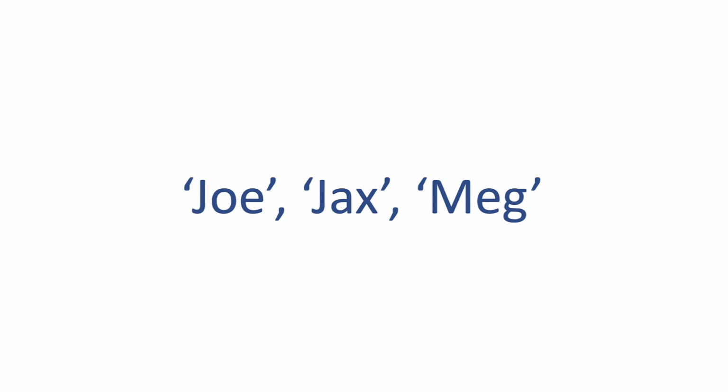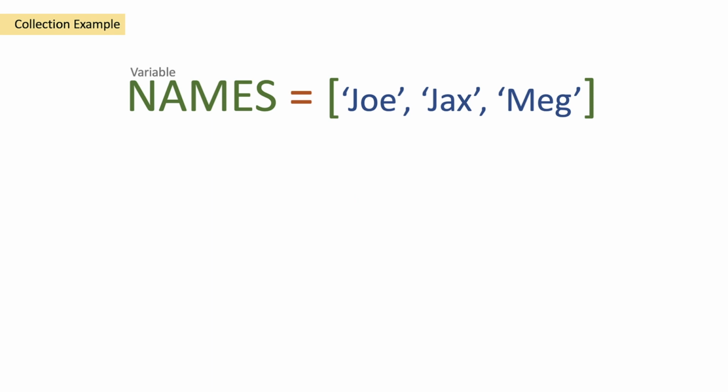We're going to be looking at the join function today on Power Automate. Now the join function allows us to take an array such as Joe, Jackson, Meg and convert it into a string, but it also allows us to use another parameter called a delimiter, which is effectively a character selection process to separate our strings. So let's take a look at a collection example then.